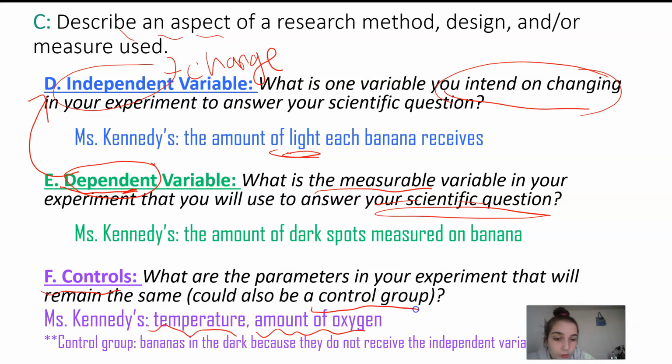There's also a control group in some experiments, not all, but most good ones have a control group. And the control group here would be the bananas in the dark, because they're not being given that independent variable. So the bananas in the dark don't get any light, so you could argue that they're the control group because they're the one thing that's not receiving the independent variable. So that makes them the control, okay?